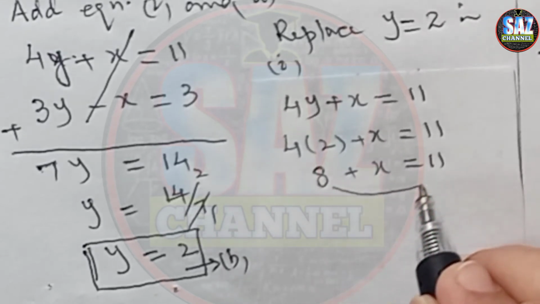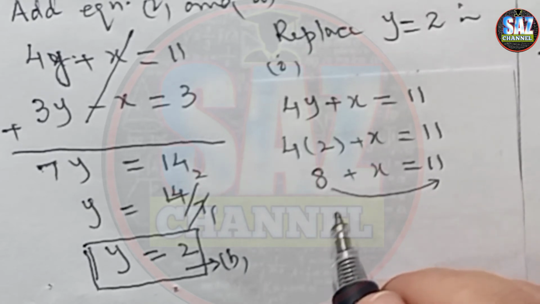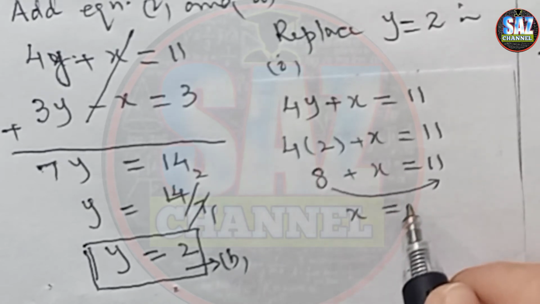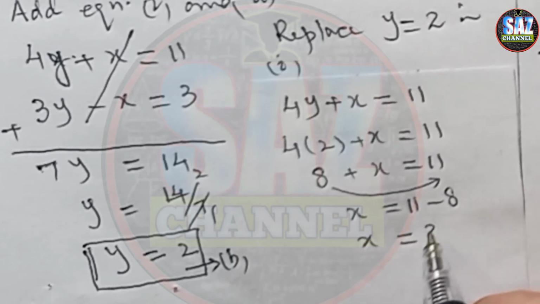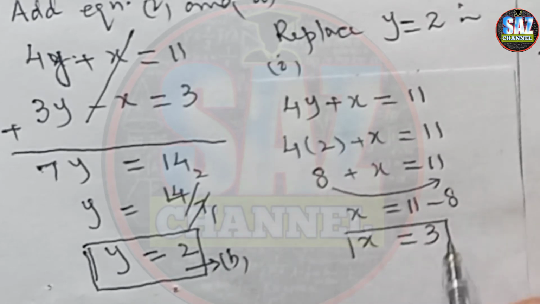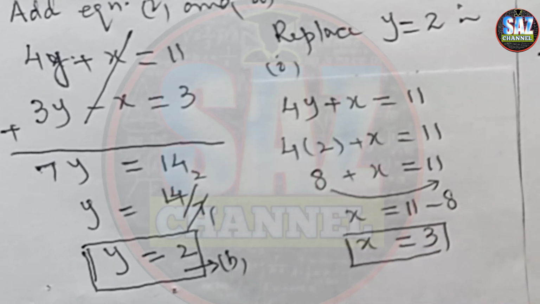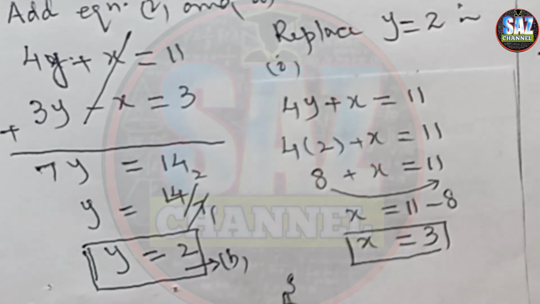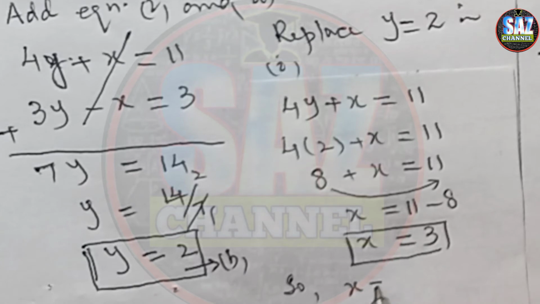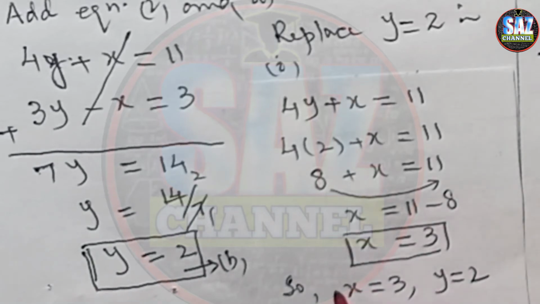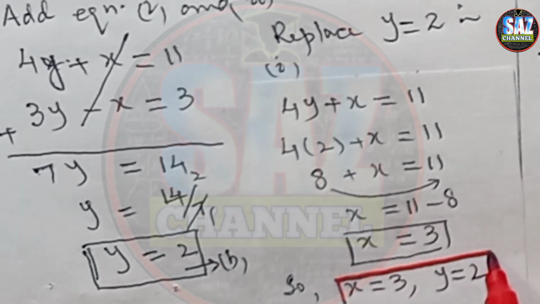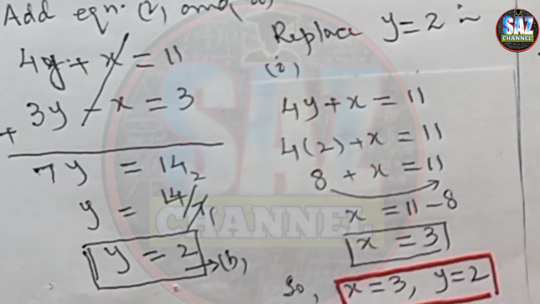And shift 8 to the other side. This will become x equals 11 minus 8, or x equals 3. So the solution for this situation is x equals 3 and y equals 2. I hope you are clear about this situation. And now let's move to the next part of the question.